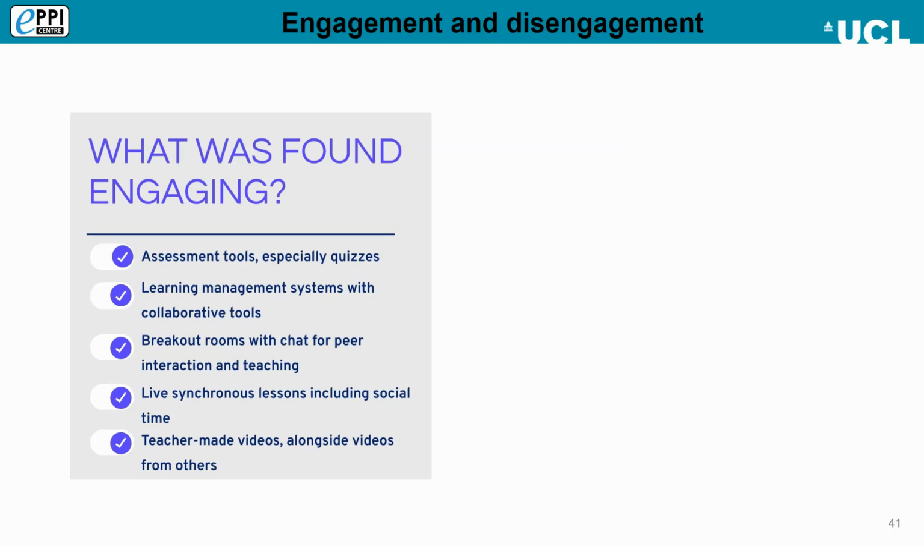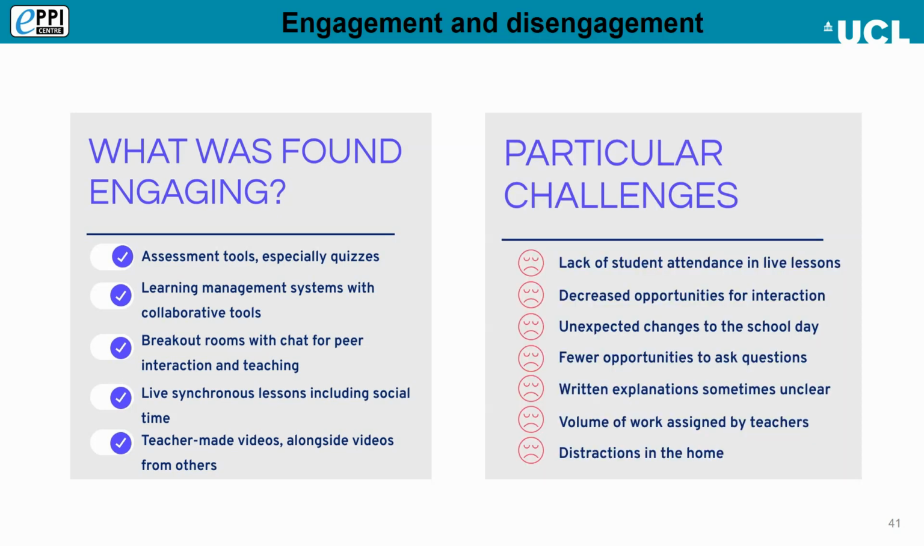Particular challenges were the lack of student attendance in live lessons that was reported. And again, of course, that was reported more often in high-income countries. Decreased opportunities for interaction. Unexpected changes to the school day, where students had expected it to go one way, but then had to cope with multiple things changing throughout the day. Fewer opportunities for students to ask questions of their teachers, and also reduced feedback was something that was reported a lot in a variety of studies.